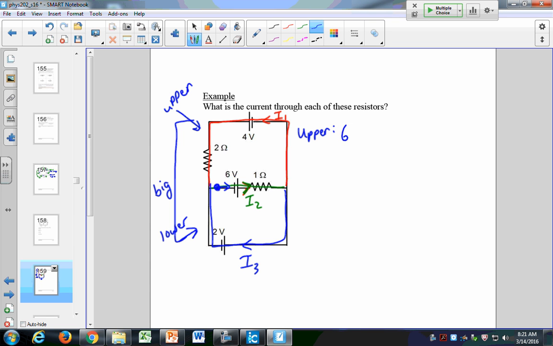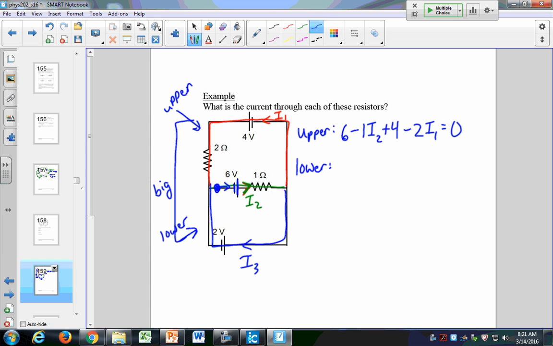And so for my upper loop, I get positive 6 because I'm going from big to little, from low to high, minus 1I2 plus 4 minus 2I1. That's equal to 0. That's from the loop rule. 6 minus 1I2 plus 4. Yeah, that's right.